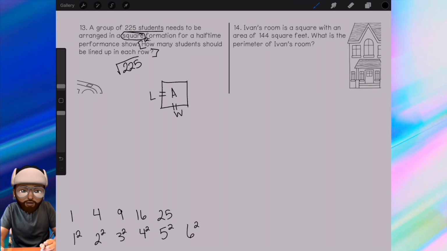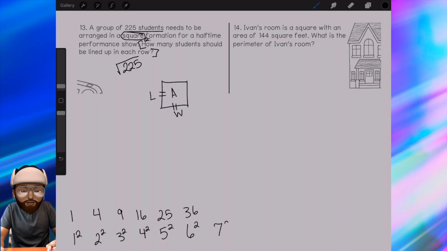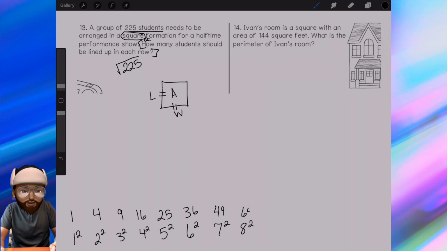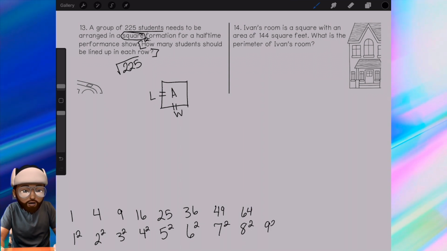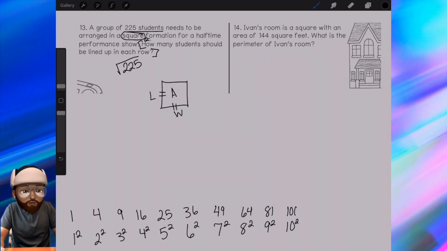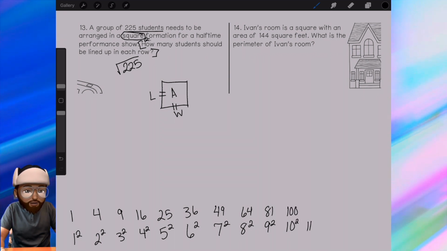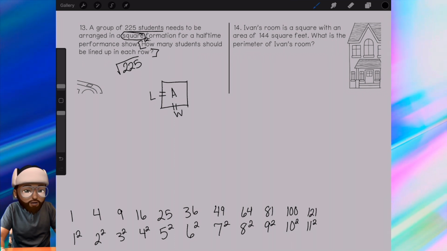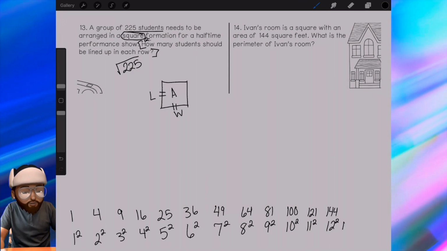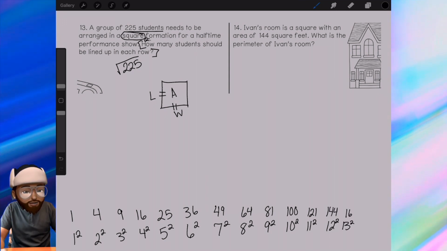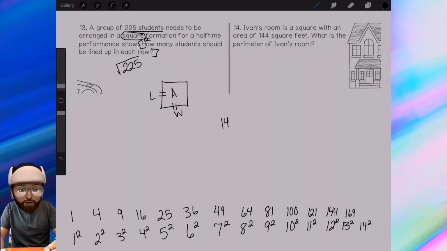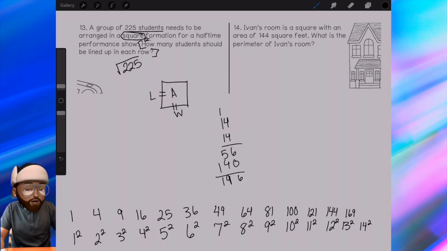6 squared is 36. 7 squared is 49. 8 squared is 64. 9 squared is 81. 10 squared is 100. 11 squared is 121. 12 squared is 144. 13 squared, I believe, is 169. 14 squared, I need to go ahead and do that calculation really quickly. 196 is what I got.